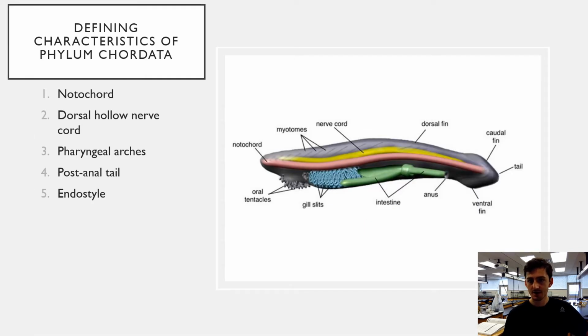So there are 5 main characteristics that define a member of the phylum Chordata. And so the first is that they have a notochord. And so this is a rigid structure that is providing some sort of support for the next characteristic, which is a dorsal hollow nerve cord. So you have this nerve cord that runs down the length of the body, basically controlling whatever nervous impulses are being sent from the brain at the very front.